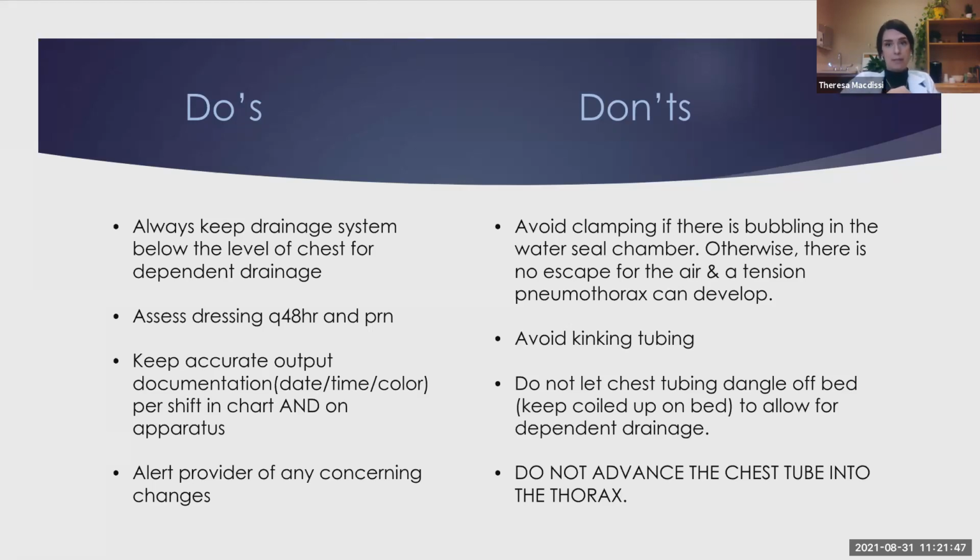The don'ts: you want to avoid clamping if there's ever bubbling in the water seal chamber, because you have the risk that air can no longer escape and then a tension pneumothorax could develop. You want to avoid kinking of your tubing. You don't want the chest tube to dangle off the bed. You want to keep it coiled up on the bed to allow for dependent drainage. And you do not ever advance the chest tube into the thorax, into the chest wall.